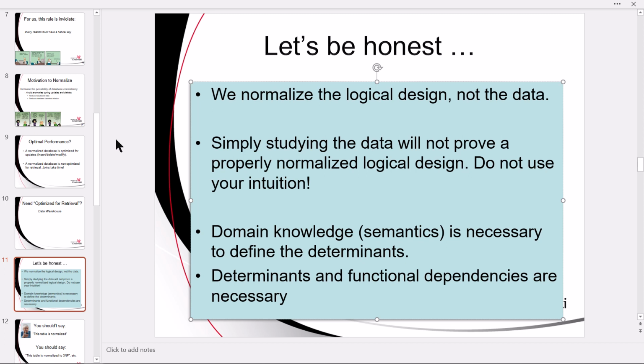You have to know something about the semantics of the problem you're solving to define the requirements for normalization, the determinants. So we need a domain expert to do this. The domain expert is going to help us determine what the functional dependencies are and also what the candidate keys are.